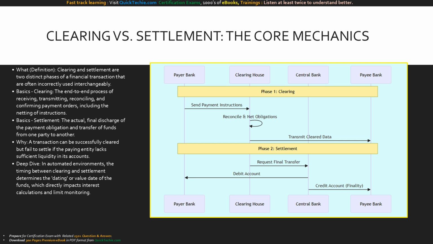First, the payer bank initiates the instructions, which enter the clearing phase at the clearing house for reconciliation and netting. Only after clearing is finalized do we move to the settlement phase, where the central bank actually debits and credits the respective accounts, transferring the final value to the payee bank.